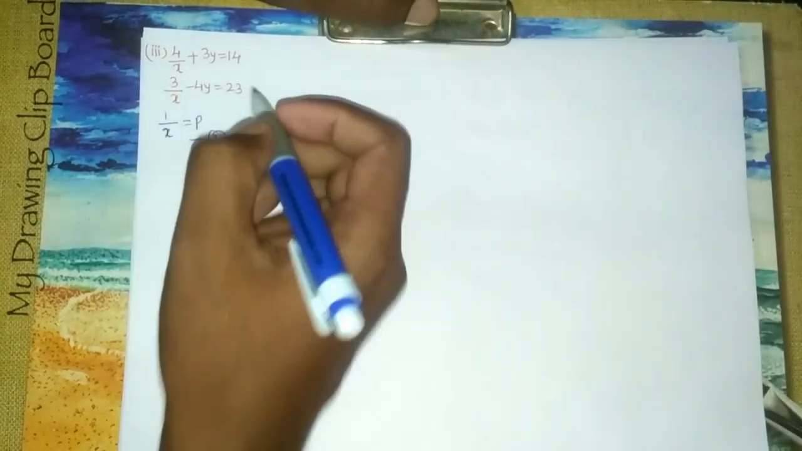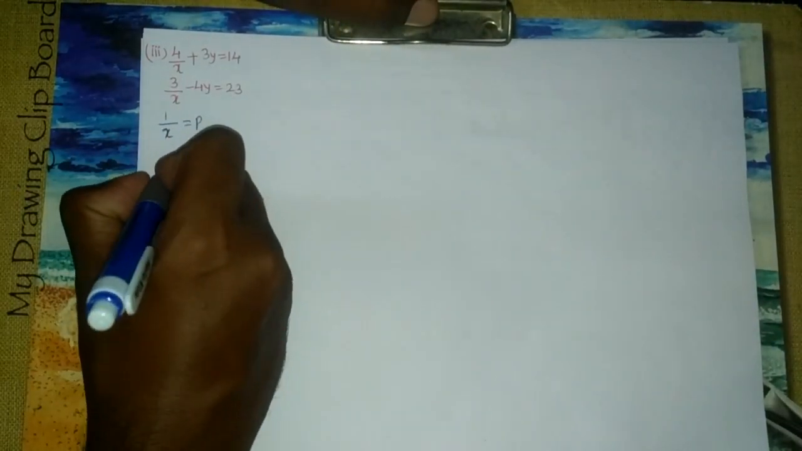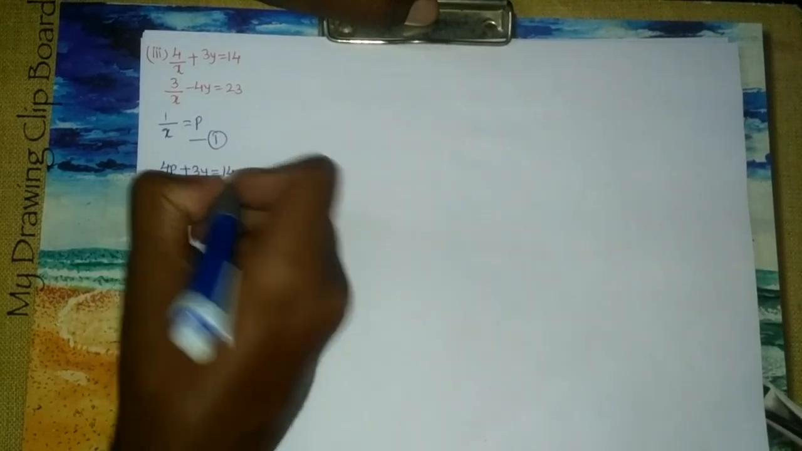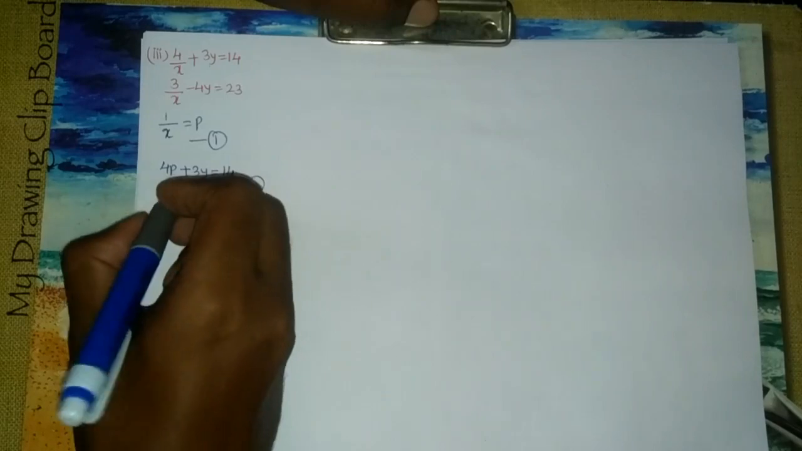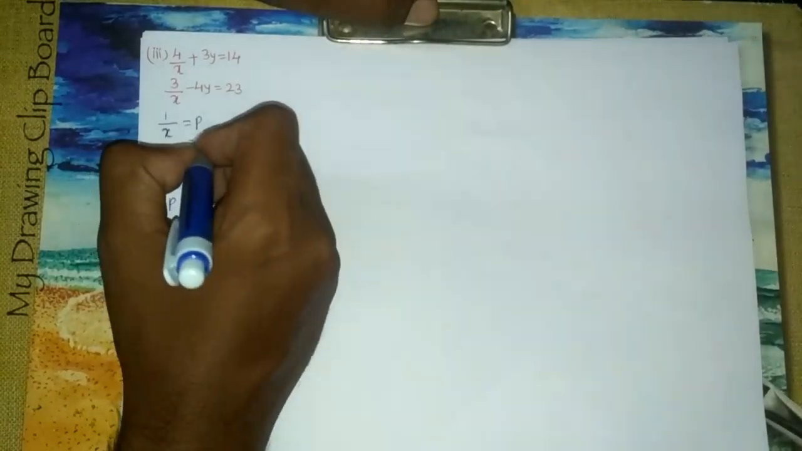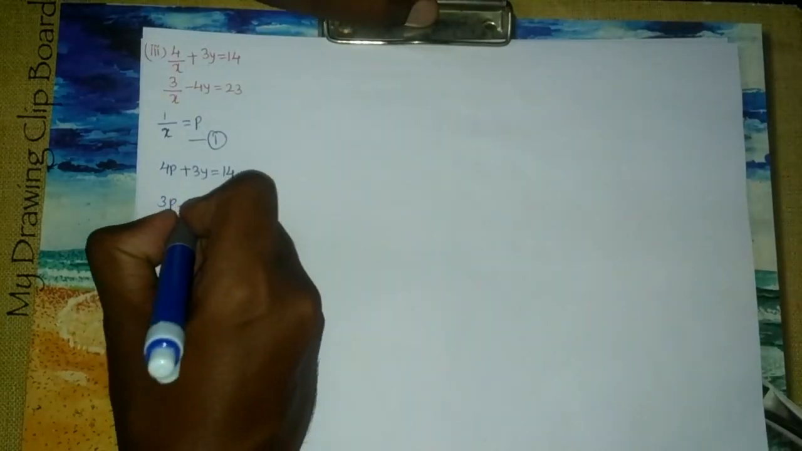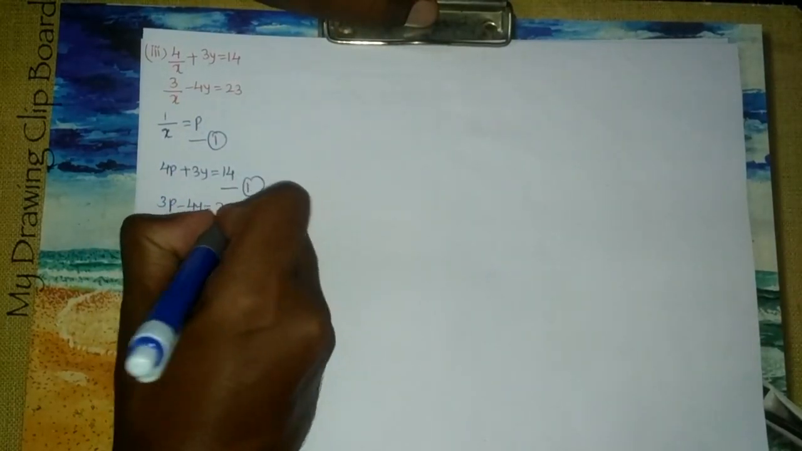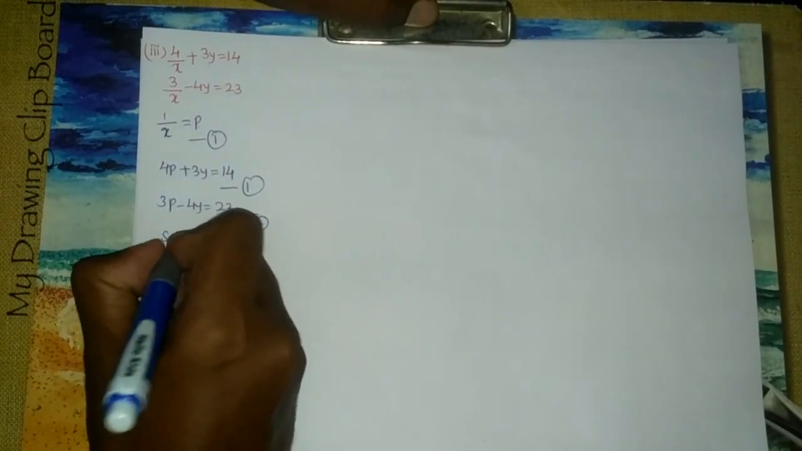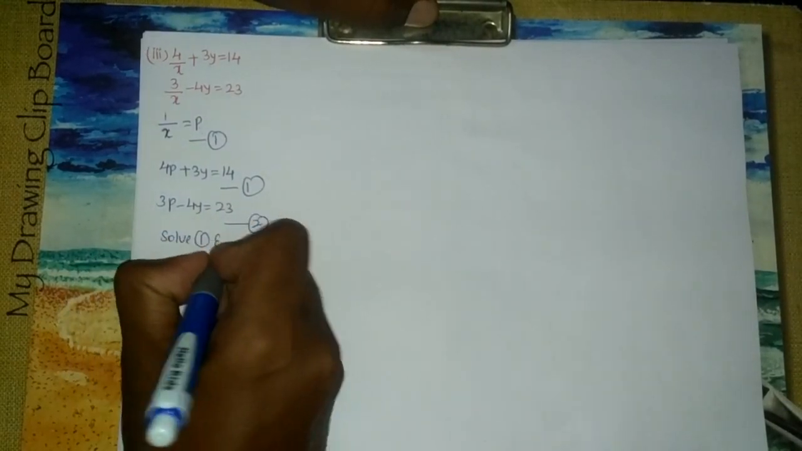So the first equation will be 4p plus 3y equals 14. This will be my equation 1. And 3p, 3 into 1 by x, and 1 by x is p, minus 4y equals 23. Call this equation 2. Let me solve equations 1 and 2 by the elimination method.